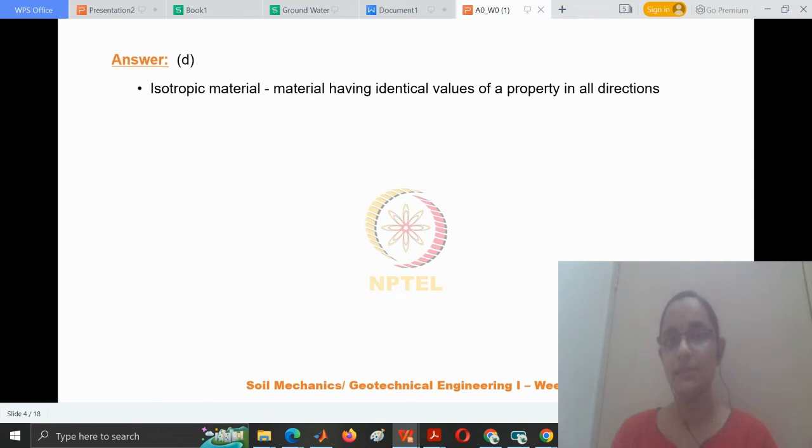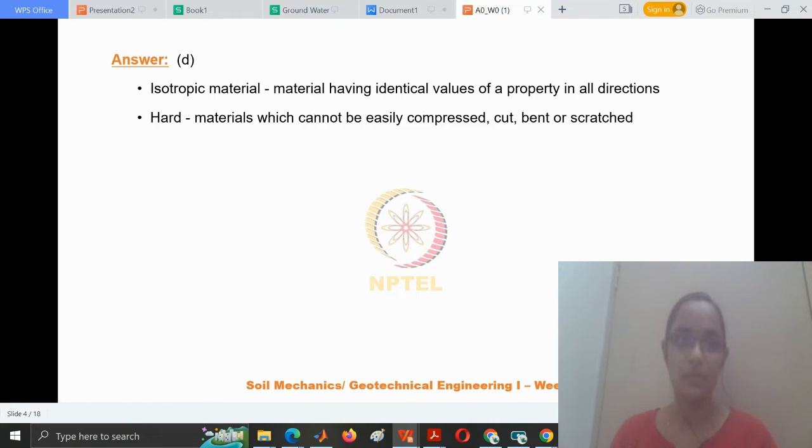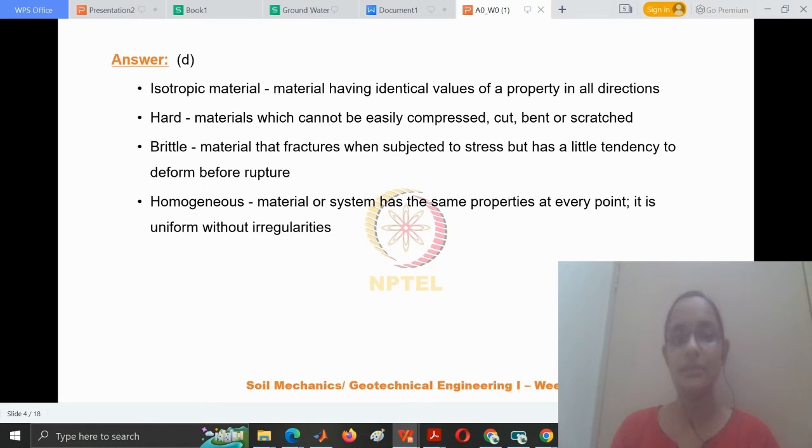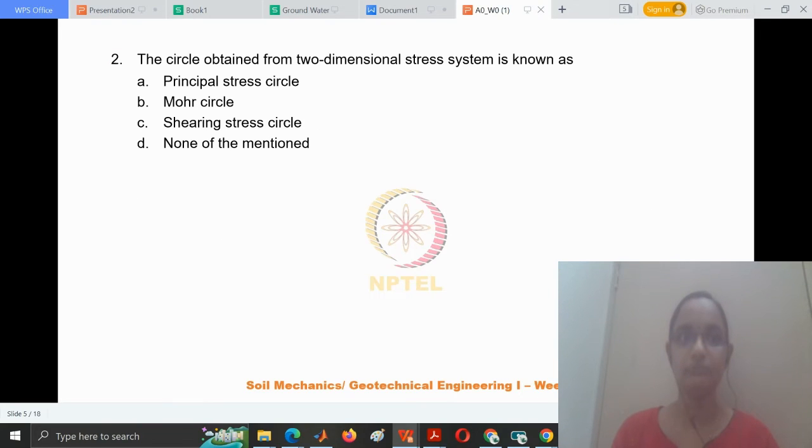So isotropic material is a material having identical values of a property in all directions. Hard, as I told, hard materials are those which cannot be easily compressed, cut, bent or scratched. Brittle materials are those that fracture when subjected to stress. But of course, they have a tendency to deform before rupture. And last, the homogeneous material which has the same properties at every point. If you don't have any other doubts, we can move on to the next question.